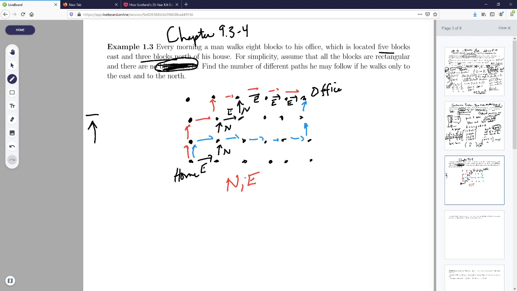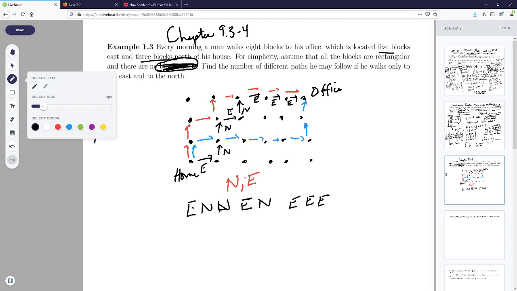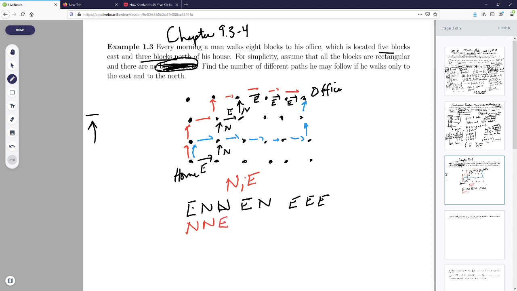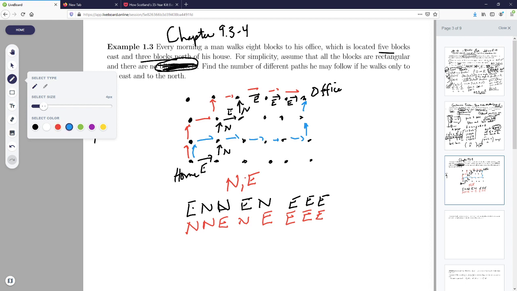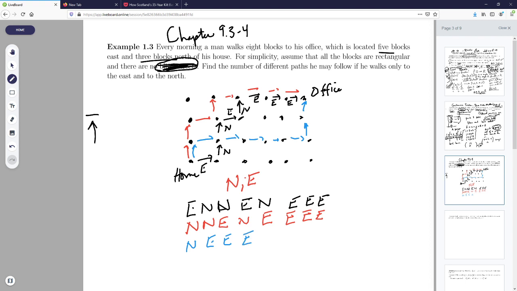Okay. So let's look at this word here that we make. We make an E, N, E, N, N, E, N, E, E, E. Let's look at the red path. What do we make with the red path? What we make with the red path is an N, N, E, N. Then we get 4 E's. And finally, with the blue path, we're going to get N, E, and then a bunch more E's, and then finally 2 N's.